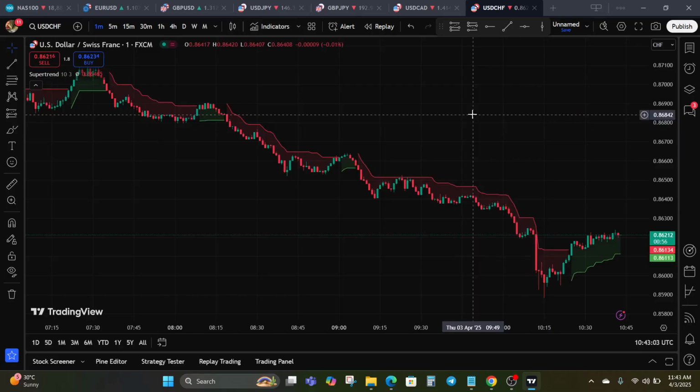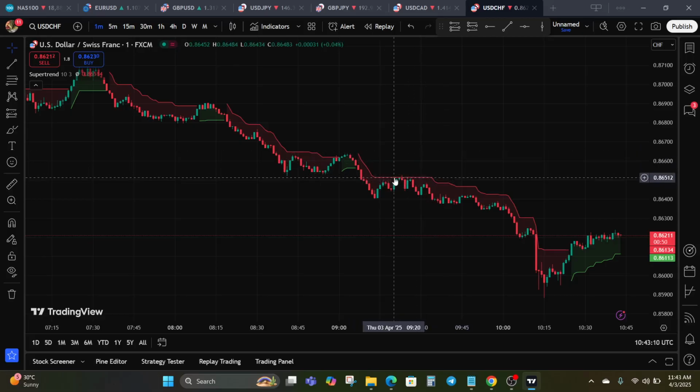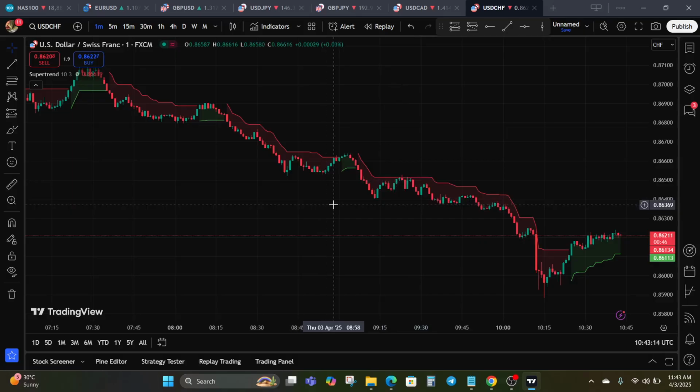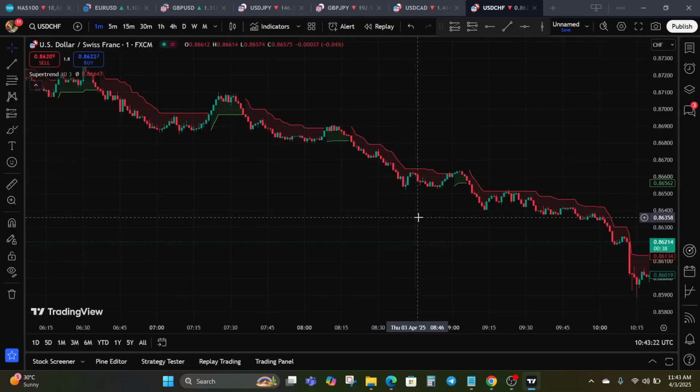Now the super trend indicator is a trend following tool that helps traders determine whether the market is in an uptrend or a downtrend. It is based on the ATR, which is the average true range, and it measures volatility and helps in setting stop loss levels.